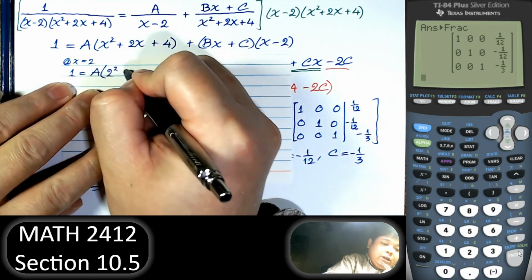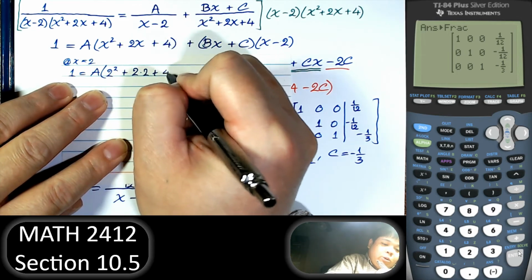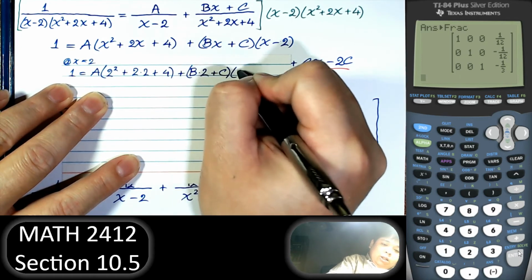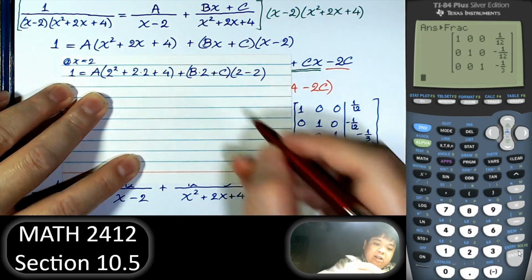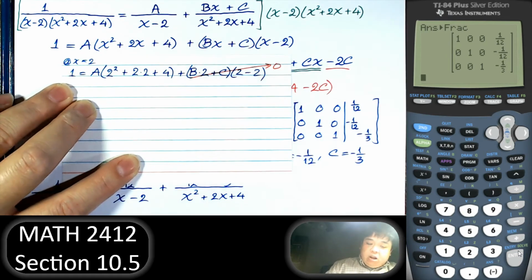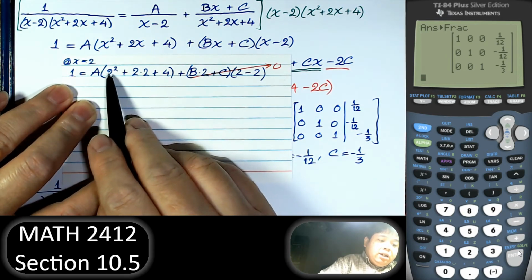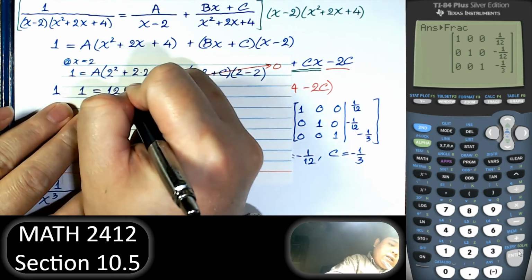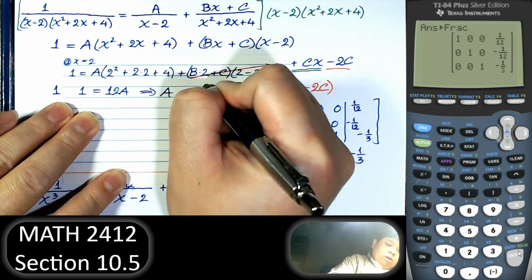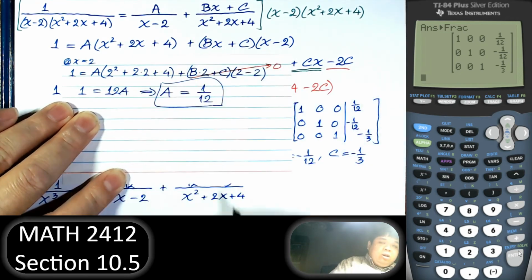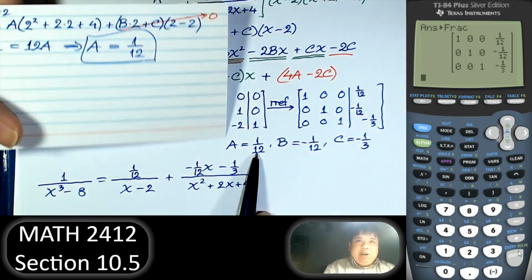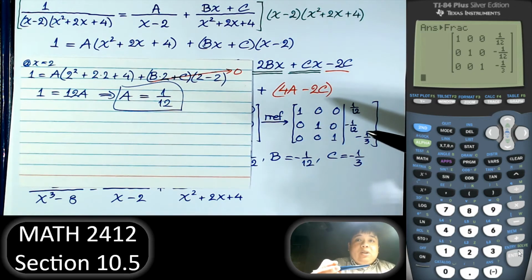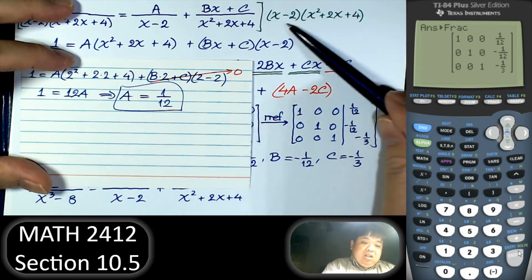Right, 2 squared, 2 times 2 plus 4, plus b times 2 plus c, times 2 minus 2. So we put 2 in for x, because this factor cancels out, because 2 minus 2 is 0. And then 2 squared is 4, 4 and 4, so we have 1 equal to 12 times a, so a equal to 1 over 12. Well, at least we can check for a. And then next, for b or c, if we put in numbers, it's not going to help much.